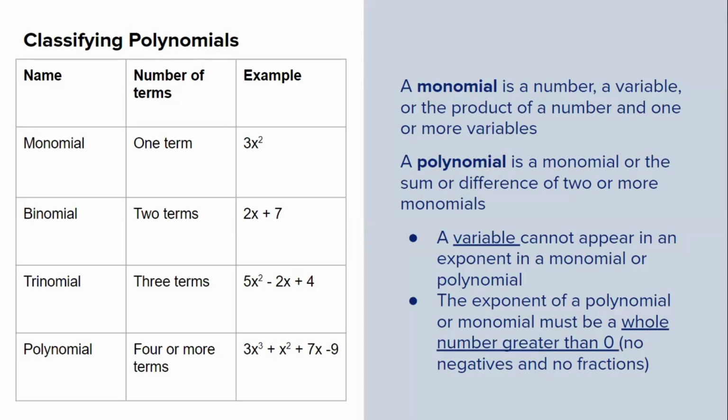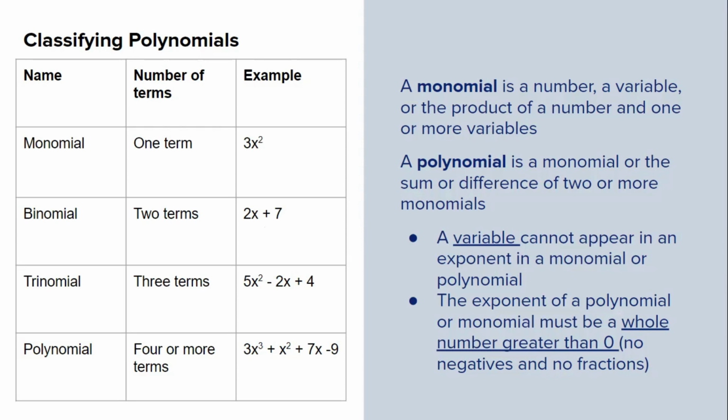A monomial is a number, a variable, or a product of a number and one or more variables. So if you look at the chart to your left, you see a monomial is one term, and an example is just 3x squared. A polynomial is a monomial, or the sum or difference of two or more monomials. So a binomial, a trinomial, a polynomial, the list goes on. There could be 4 terms, 5 terms, 6 terms, etc. And it can be addition, subtraction, or a combination of them.